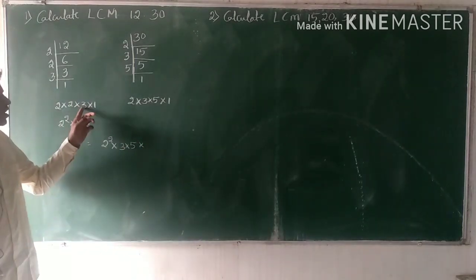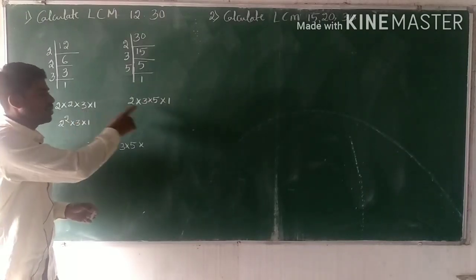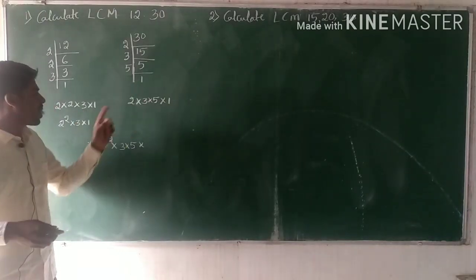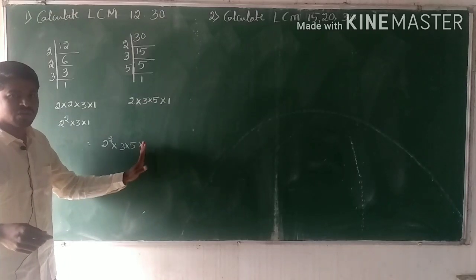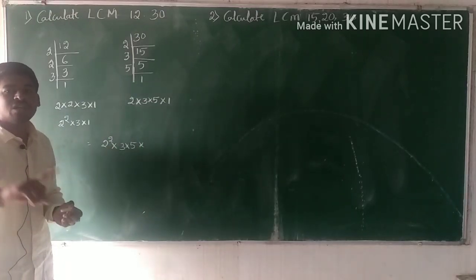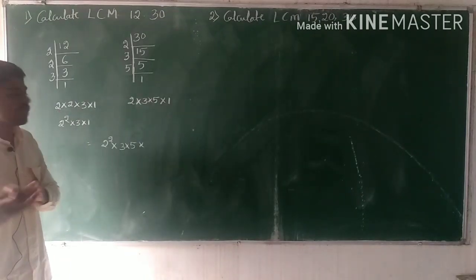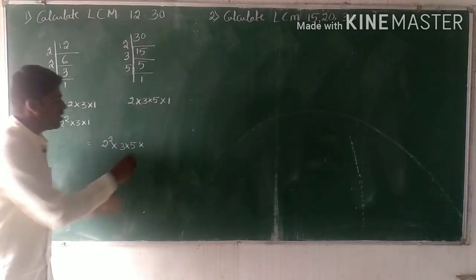Check it out. Here 3 is there, and here also 3 is there. You can take any one of them, either this 3 or this 3. Next, 5 is not there in the other, so I take 5 also. This is the concept explained: the highest divisible number and the remaining common factors. I take the highest divisible number as 2 square, and the remaining common numbers are 3 and 5 and 1.